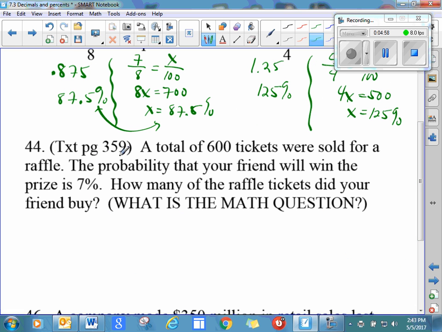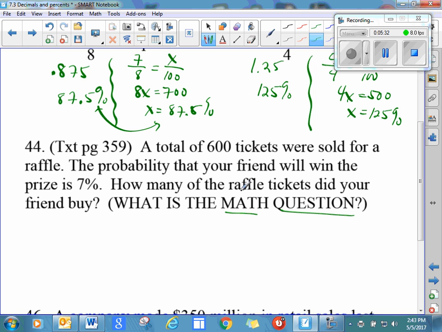I've pulled this off of page 359, number 44. When you are working these word problems, and certainly on the test, the final exam, I will ask you to write the math question, because when you are reading all the mumbo jumbo of the words, you have to sort through and say, what are they actually asking me to do mathematically? So we got that a total of 600 tickets were sold for a raffle. The probability that your friend will win is 7%. How many of the raffle tickets did your friend buy?